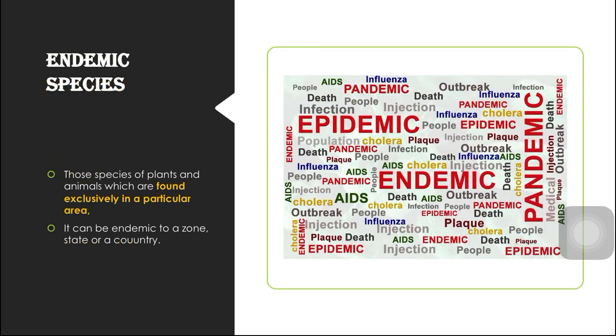Next term is endemic species. Endemic means a species which can be found in a particular area. It will not be present in any other area. For example, the kangaroo. Kangaroo can be seen only in Australia, but not in other countries or areas. So that is an endemic species, which is present only in a particular area and cannot be found in any other area.